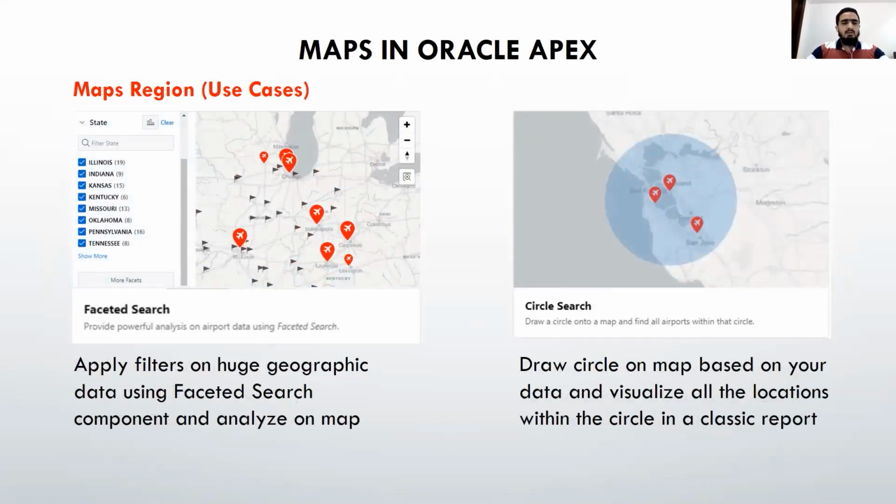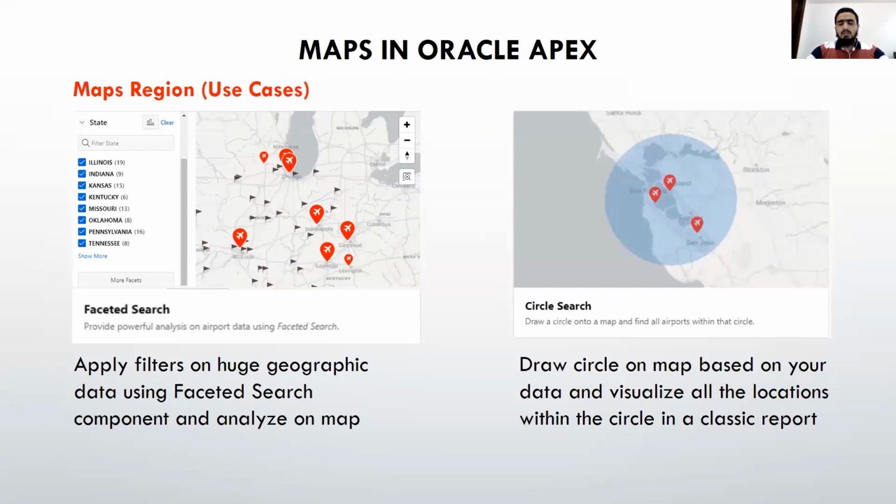The next one is how to integrate faceted search with our map component. If we have very huge geographic data, for example, the number of airports in a country or in a specific region in the map, and we want to apply different types of filters on their data, we can use the component faceted search, and based on the search criteria applied in the faceted search, we want to show our geographical data in the map. It's very easy. It's only within the clicks we can achieve this functionality.